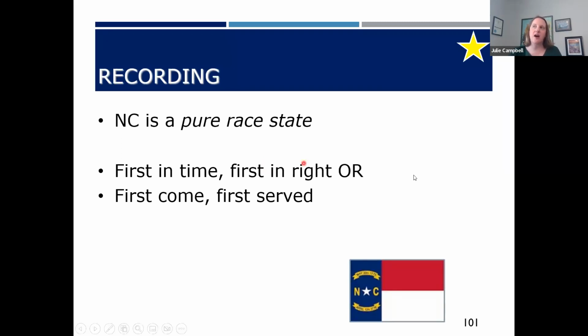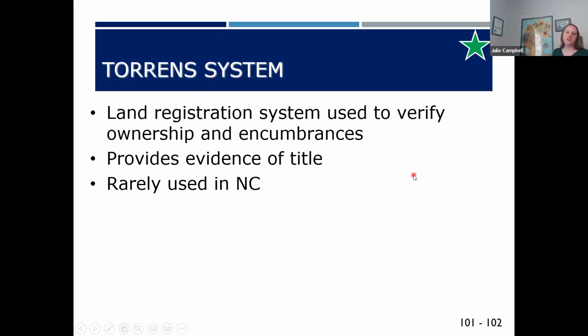Again, just as a quick little side note, other states may use something called a Torrens system. If they don't record, they use a Torrens system. And this is just a land registration. They sign the book, register your land, then it becomes yours. Just a quick little side note, nothing we're going to see here in North Carolina.